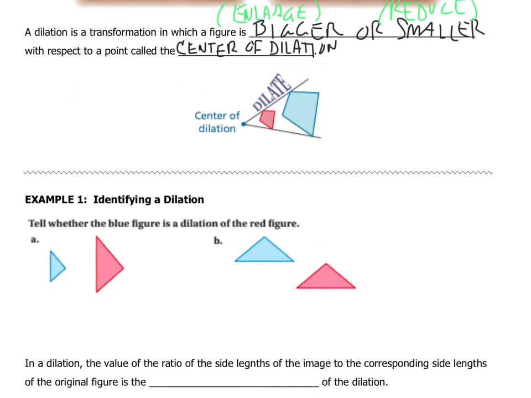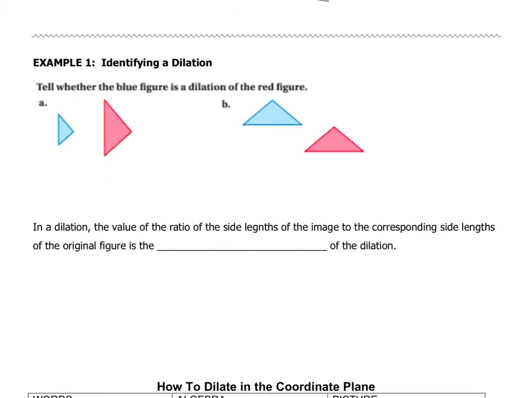Then we want to look at identifying a dilation. Tell whether the blue figure is a dilation of the red. The thing about dilations, which is different from the other transformations we've been talking about, is that the dilation is definitely going to be bigger or smaller than the original shape. When we did the rotations, reflections, and translations, remember the shape didn't change in size in any way. It was the exact same size. The dilations change the size.